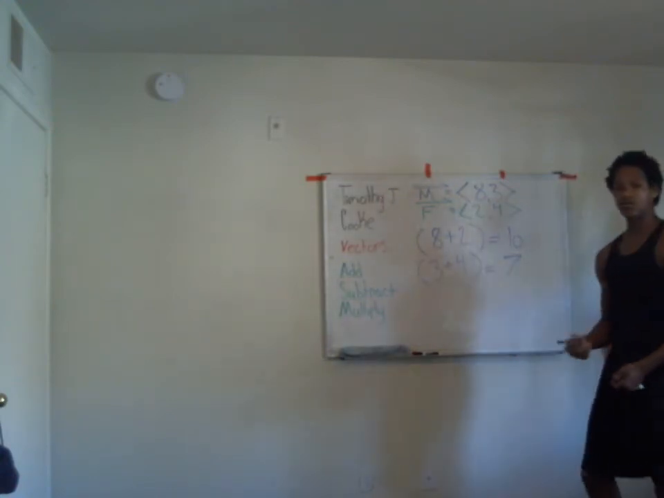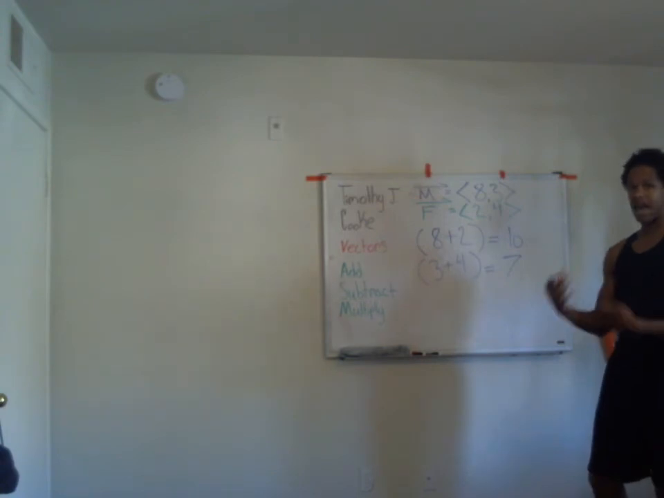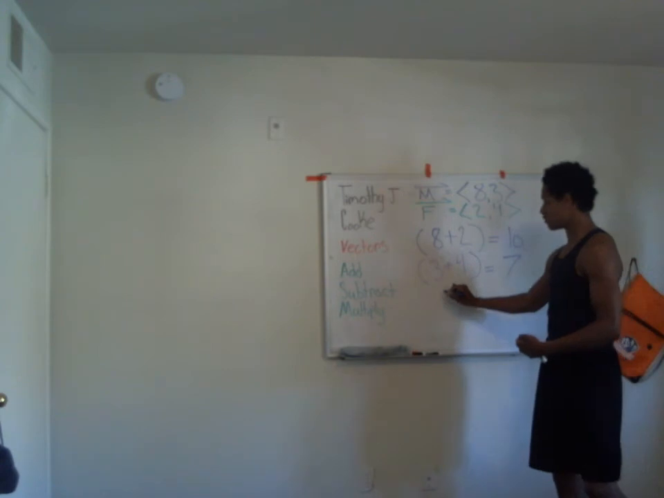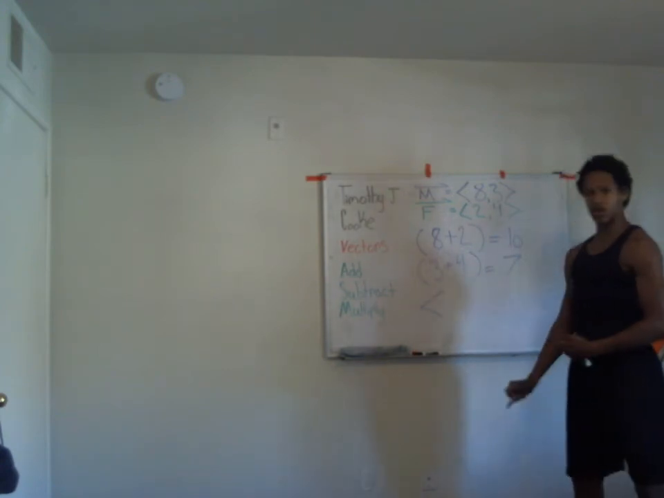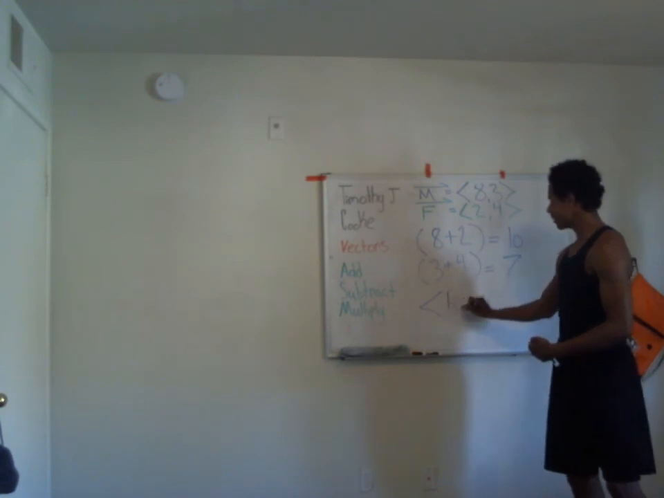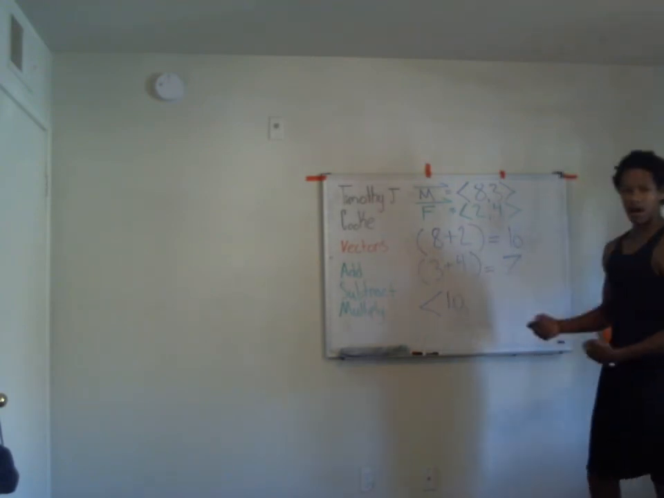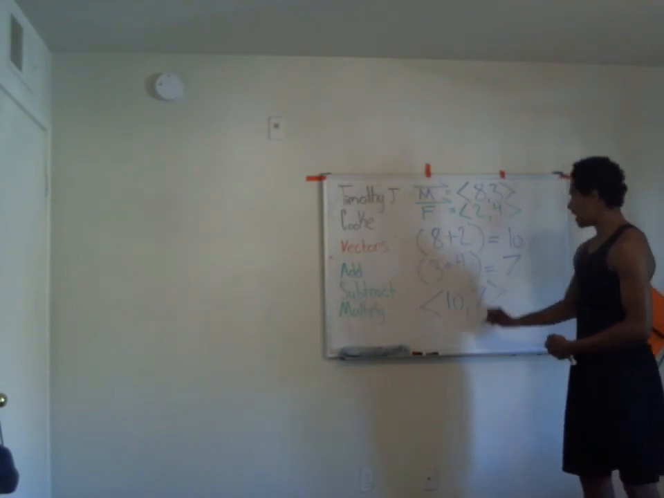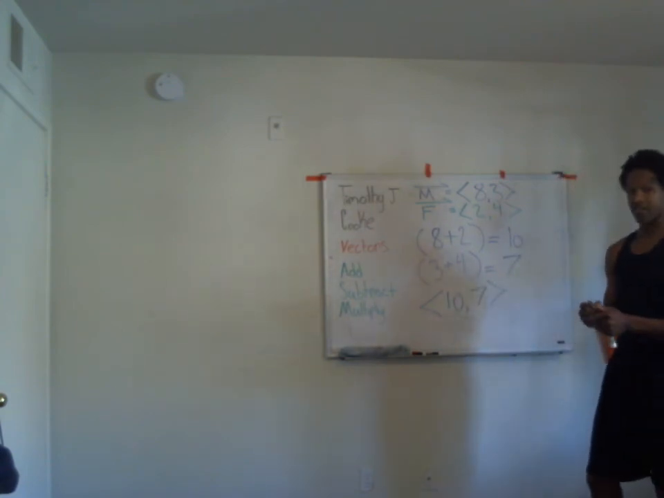So now let's recap this. We know that our 10 was our x, right? So let's draw our vector opening, right? We know that our x was 10, and we know that our y was 7, and that is how you add vectors.